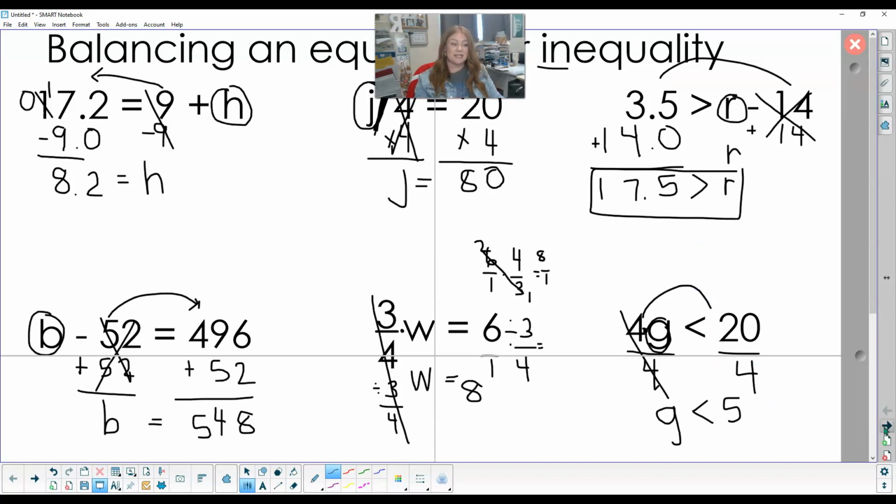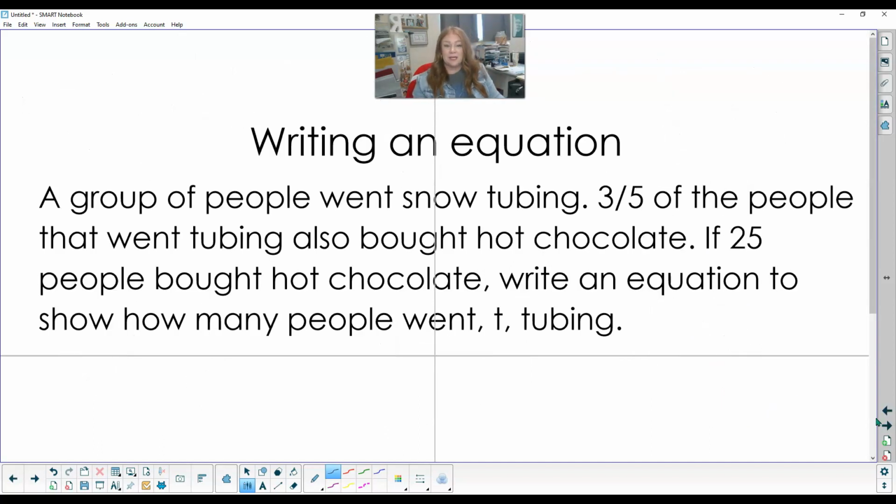Opposites to both sides. We're also going to be writing equations. So we just solved them, but you also have to write them. A group of people went snow tubing. 3/5 of the people that went tubing also bought hot chocolate. If 25 people bought hot chocolate, write an equation to show how many people went tubing.